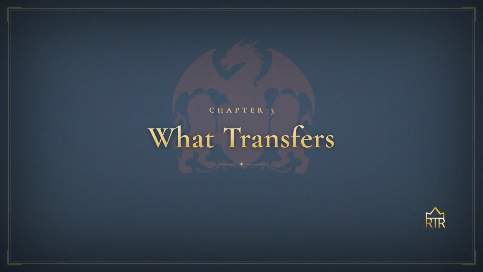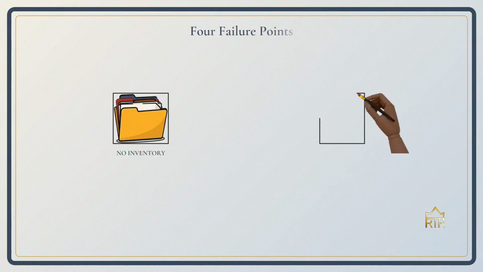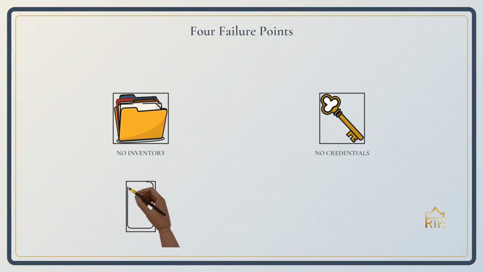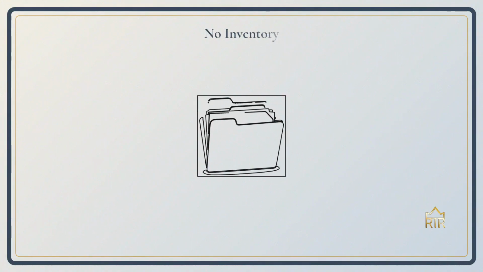A digital estate transfer breaks down in 4 places. Every one is preventable. Most families hit at least 2. The first is no inventory. The trustee doesn't know what accounts exist. They spend weeks discovering them through bank statements, email threads, and guesswork if they find them at all.